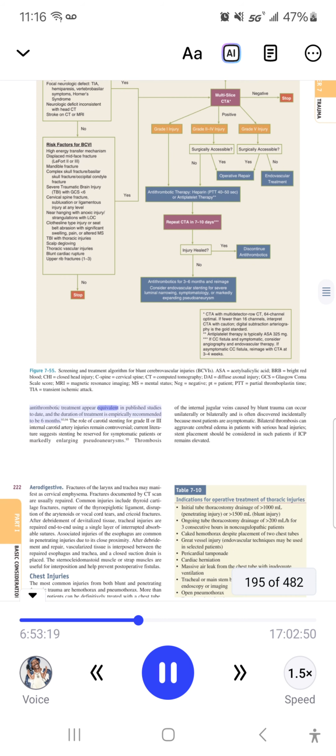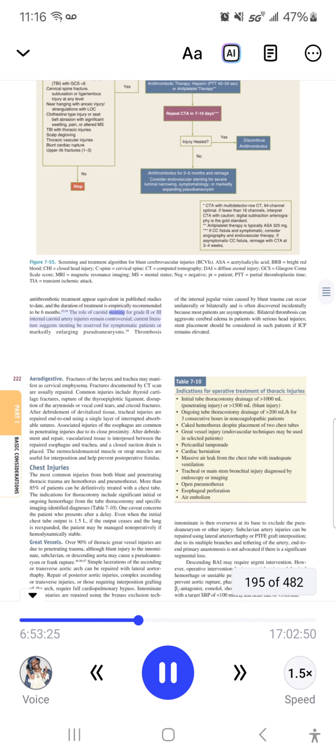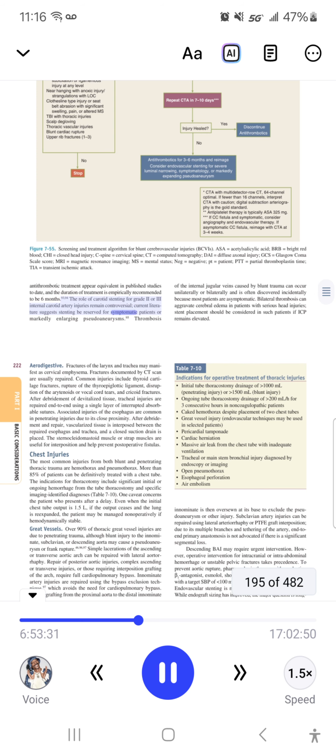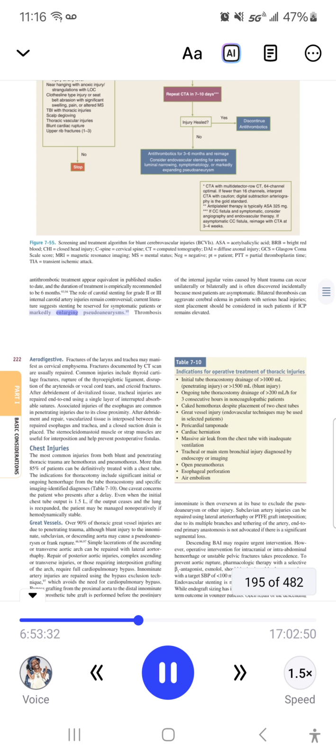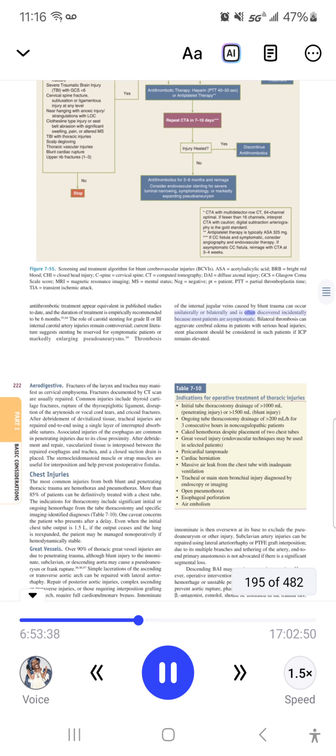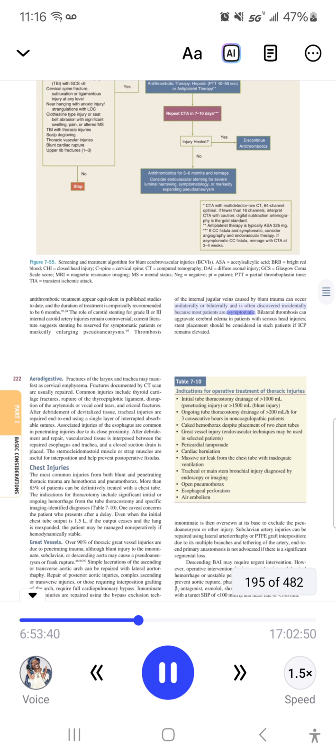Antithrombotic treatments appear equivalent in published studies to date, and the duration of treatment is empirically recommended to be 6 months. The role of carotid stenting for grade II or III internal carotid artery injuries remains controversial. Current literature suggests stenting be reserved for symptomatic patients or markedly enlarging pseudoaneurysms. Thrombosis of the internal jugular veins caused by blunt trauma can occur unilaterally or bilaterally and is often discovered incidentally because most patients are asymptomatic.